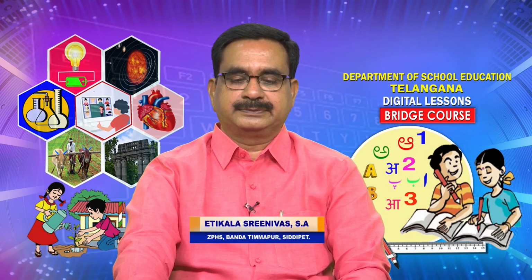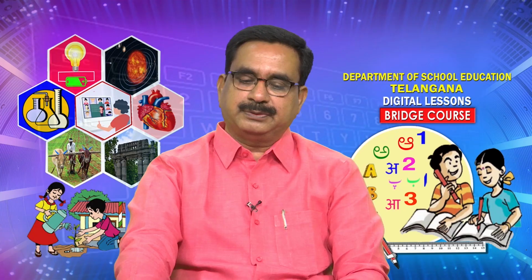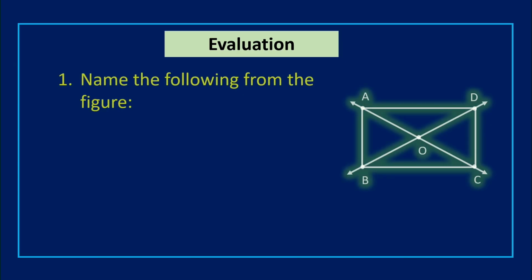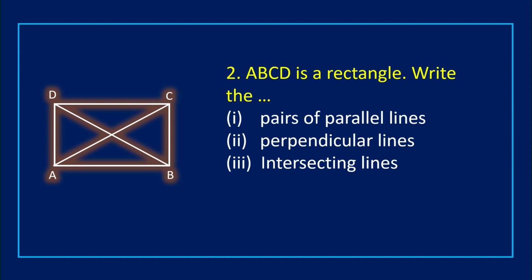Children, now I am giving the evaluation. You can try to complete it or else take the help of your teacher. First one, name the following from the figure: any 5 points, any 5 line segments, any 3 rays, any 2 lines. Second, see the picture. ABCD is a rectangle. Write the pairs of parallel lines, perpendicular lines and also intersecting lines.